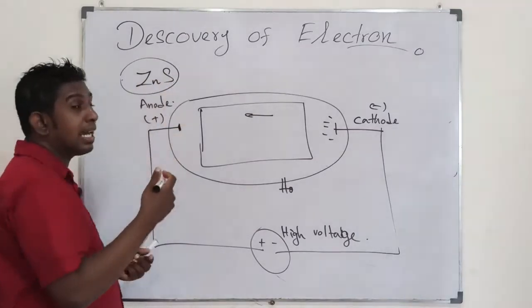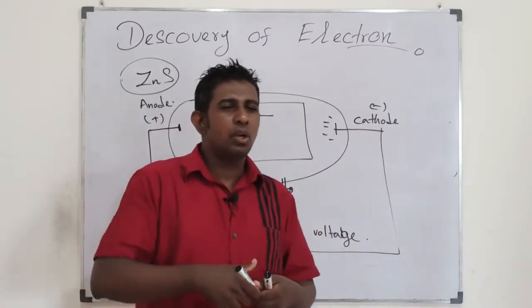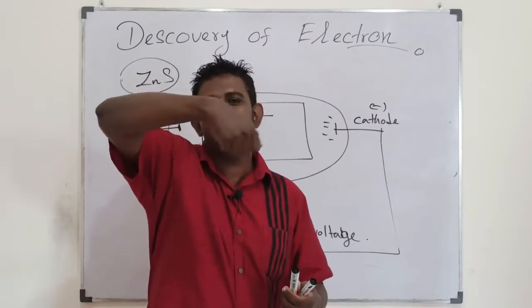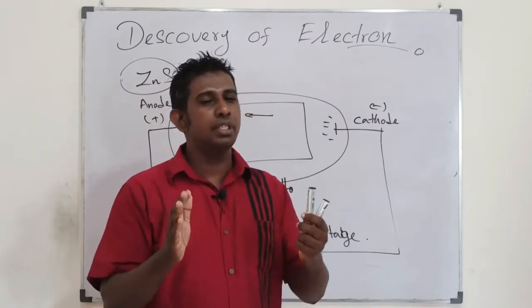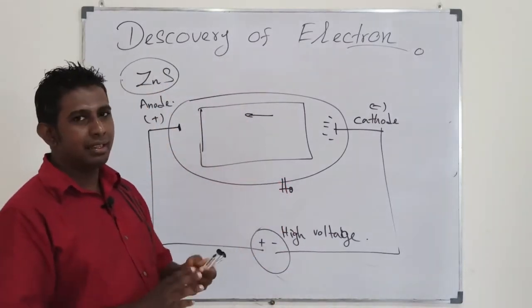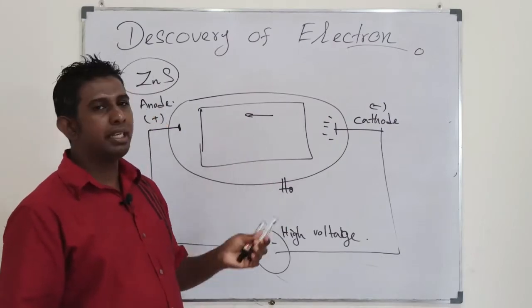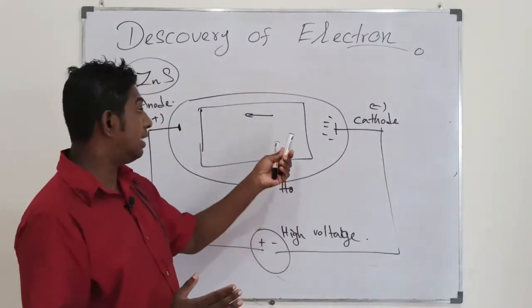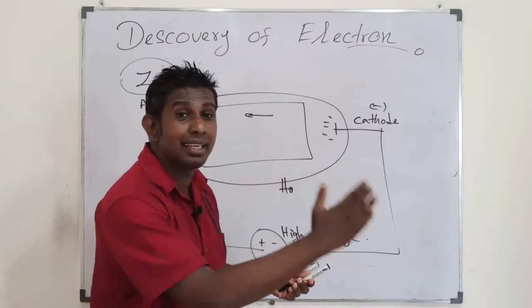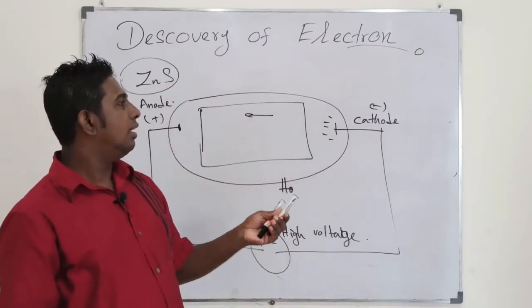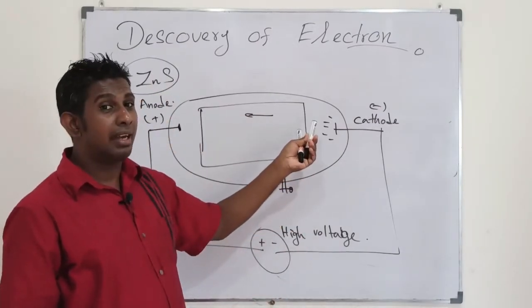a white colored solid. So he coated some zinc sulfide upon the metal sheet and used it as a screen. Then he kept it on the path at that dark region to reveal any rays that might be traveling.